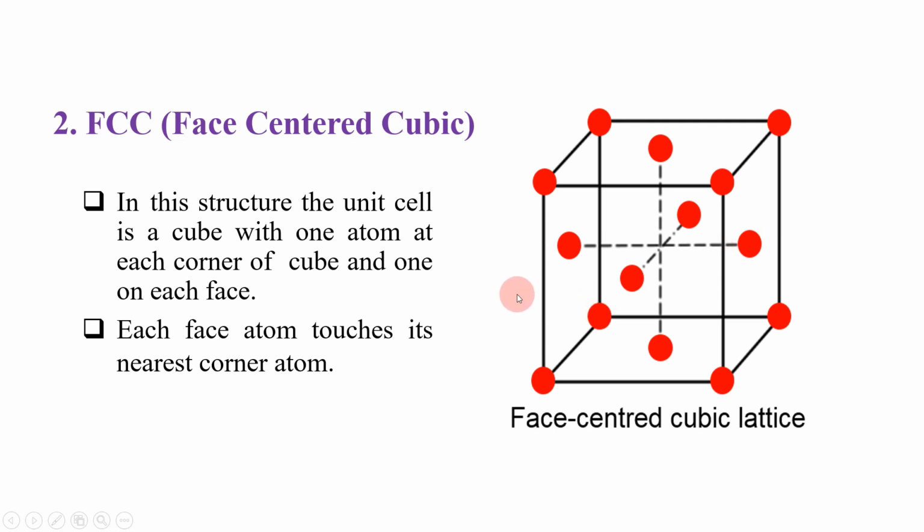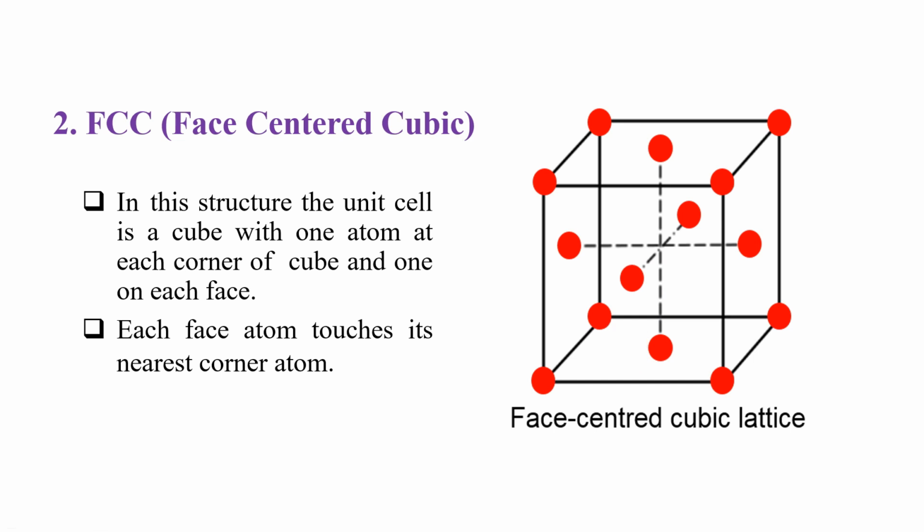Then each face atom touches its nearest corner atom. You can see each face atom easily touches its nearest corner atoms. You can see these lines intersecting, so these center atoms are intersected by those lines. It means your center atoms touch the corner atoms. So this is about the FCC, that is the face centered cubic lattice.